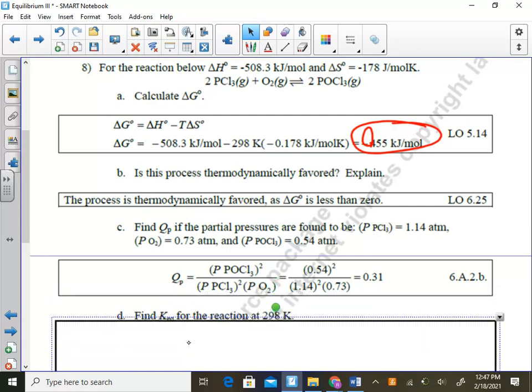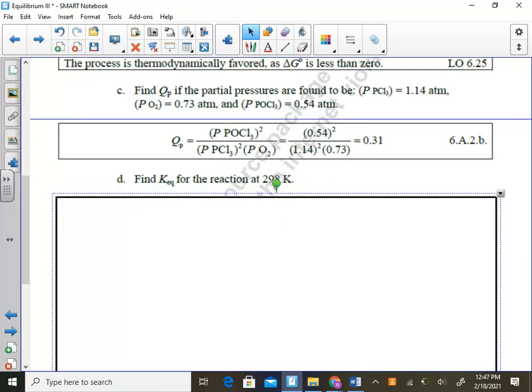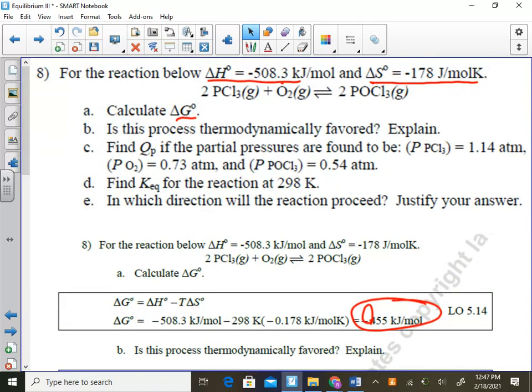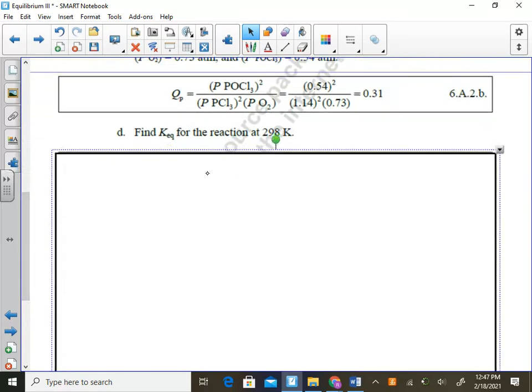Our next question is find K. So find K for that reaction at 298. If we look at that reaction at 298, what do we have that can help us find K? We know Q. We don't quite know if we're at equilibrium. We are finding K to compare the two. And how would we find K from the information we have? The only thing that will help you is knowing delta G. So if we're finding K, we're going to use our negative RT ln K equation.